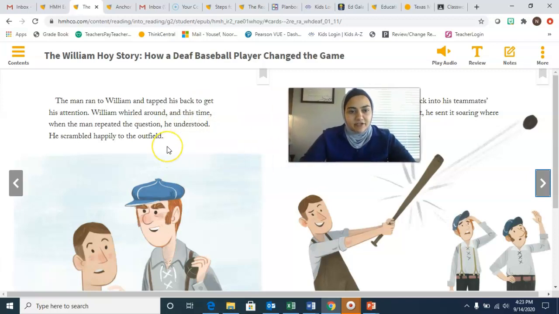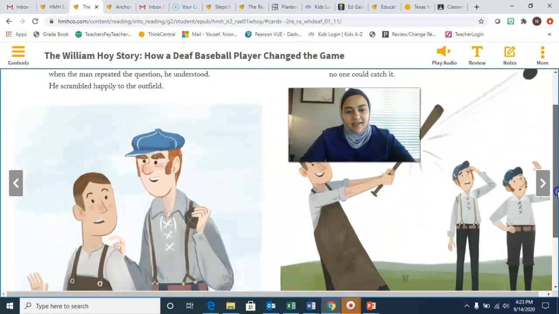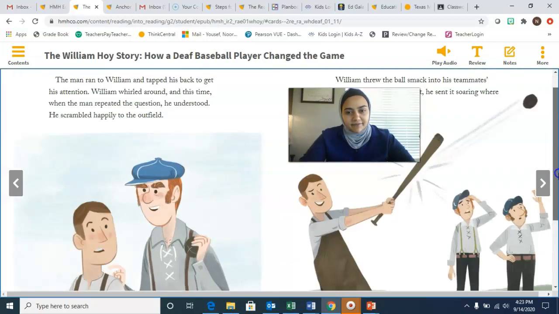The man ran to William and tapped his back to get his attention. William whirled around, and this time, when the man repeated the question, he understood. He scrambled happily to the outfield. He understood. He's like, oh, yeah, man, I'm coming. Hold on.